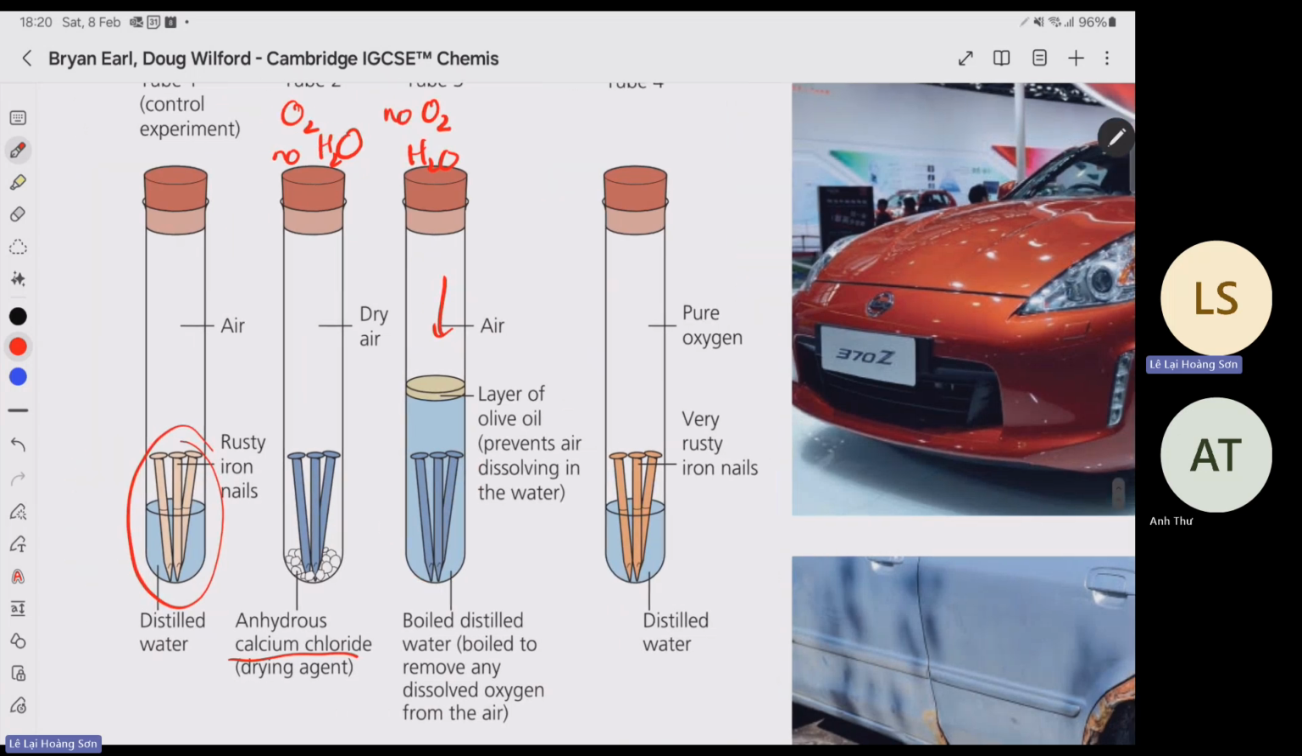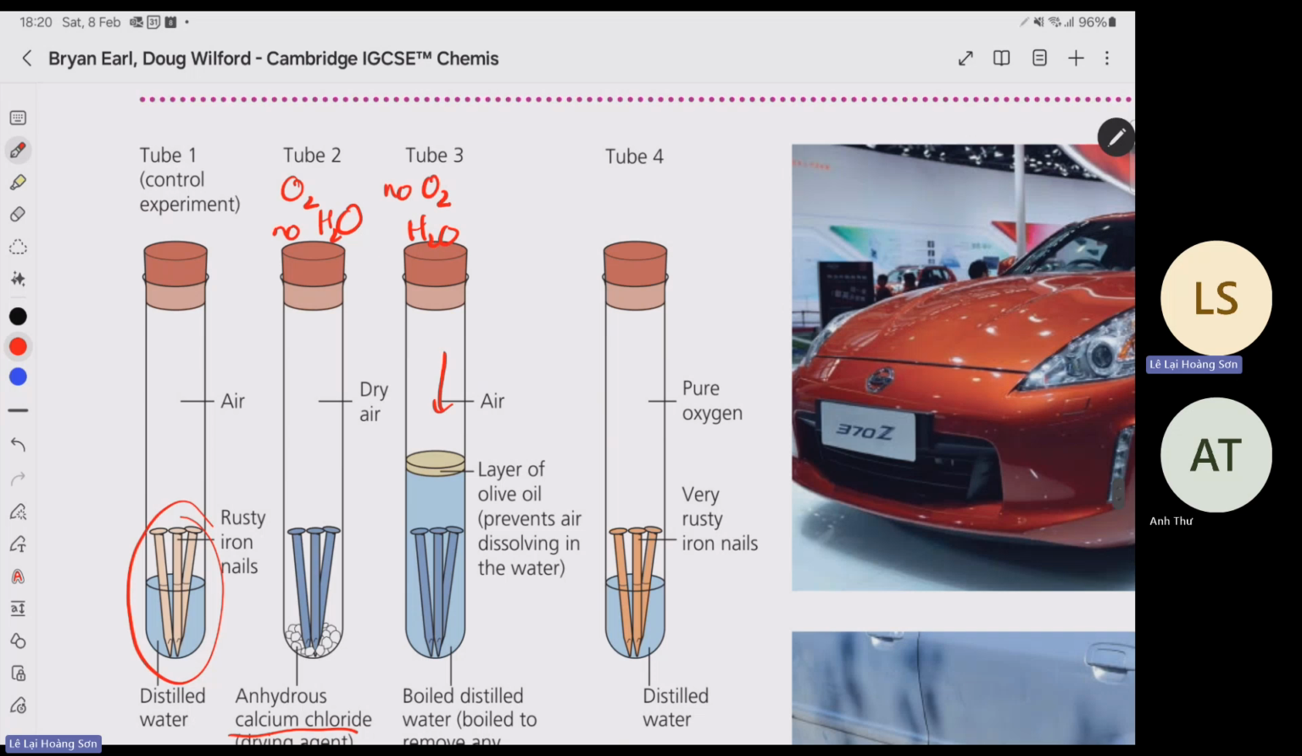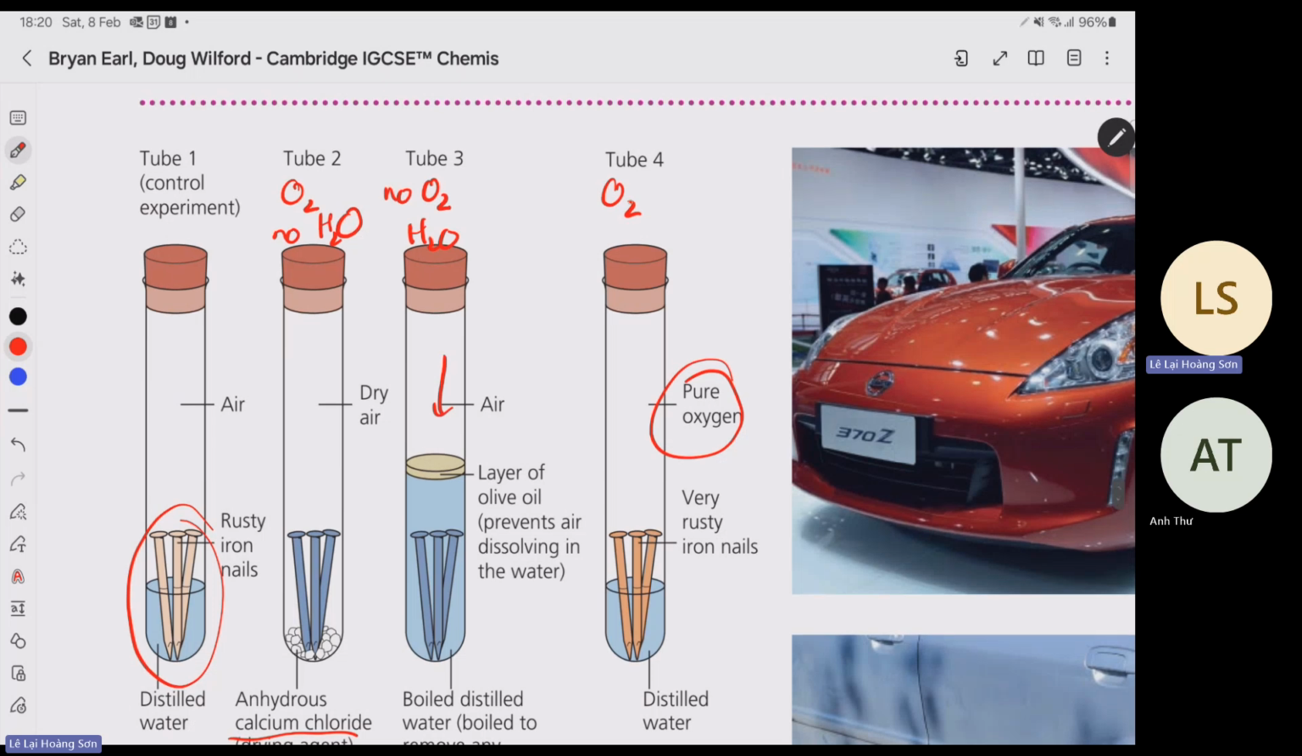And then the last experiment, instead of using the air, you use pure oxygen. This is to prove that oxygen in the air is the main culprit of rusting. All right, maybe when you have the air, we can also have the other gases. So we use pure oxygen for the last experiment. All right, so we have oxygen and we have water over here in pure oxygen.